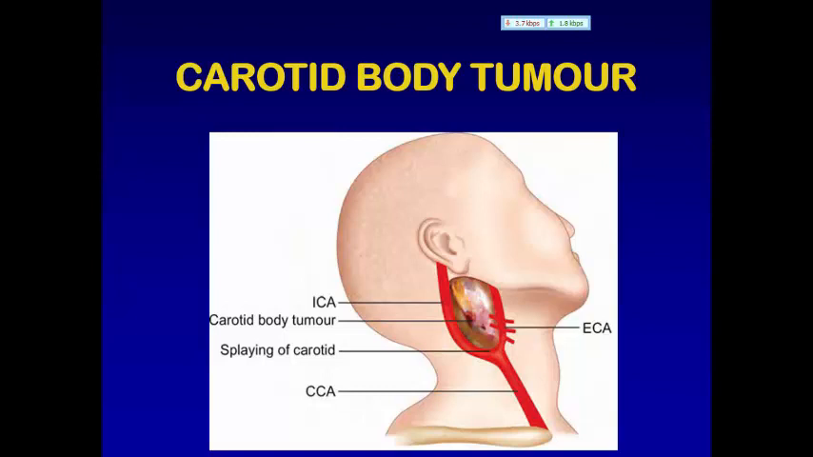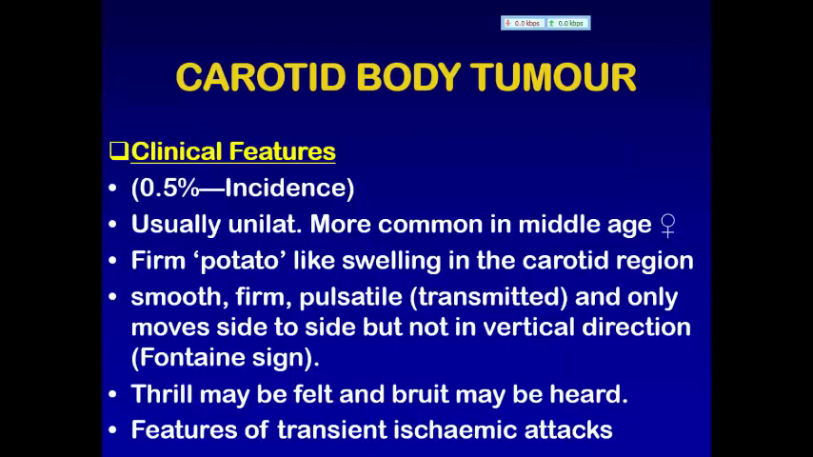Tumor does not secrete, انتبه لهاي. Tumor does not secrete, although it is from the neural crest. Tumor does not secrete epinephrine or any endocrine substances. The clinical picture of this condition: its incidence is 0.5% of the population. Usually unilateral, more common in middle age, common in female.